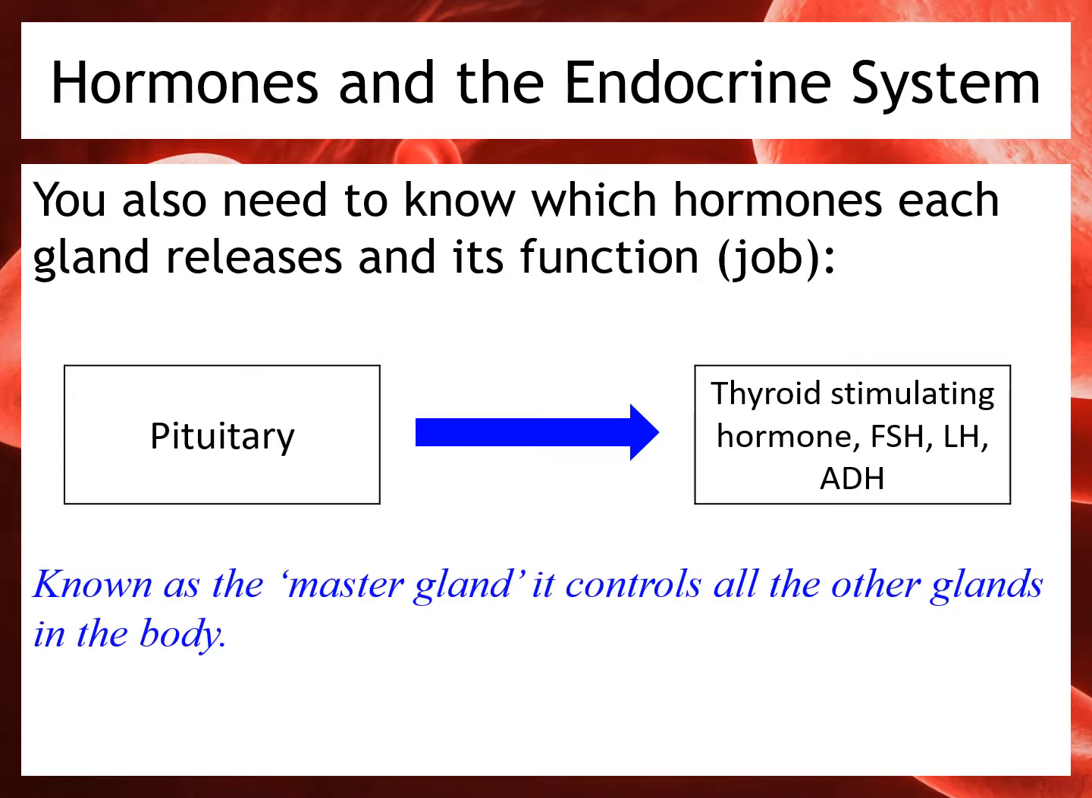The pituitary gland is also known as the master gland because it controls all the other glands in the body. As well as this, it also produces hormones itself. One of those is the thyroid stimulating hormone, which is a hormone that makes the thyroid work. The other letters here, FSH, LH and ADH, we'll be going over in another lesson, so don't worry about those letters at the moment.